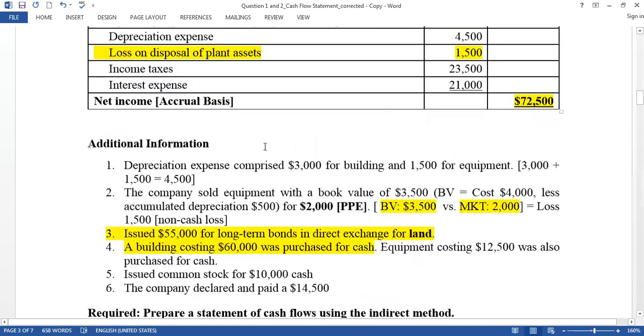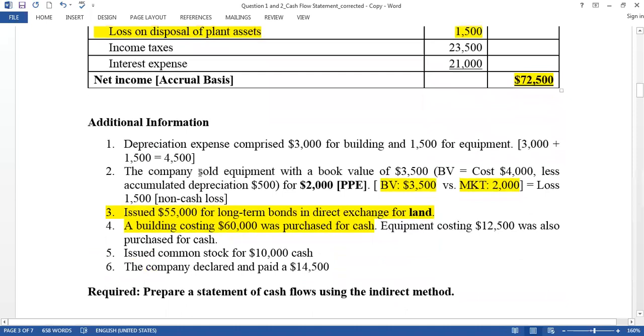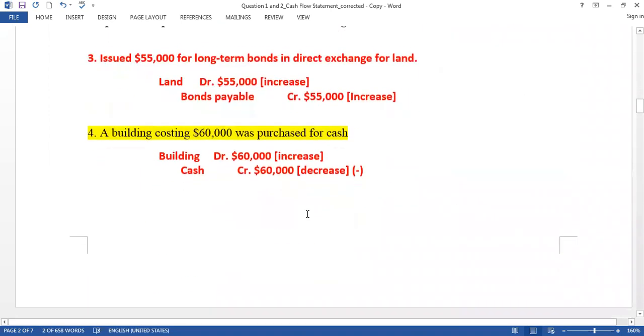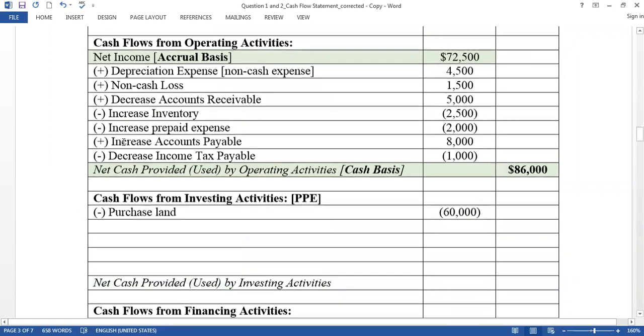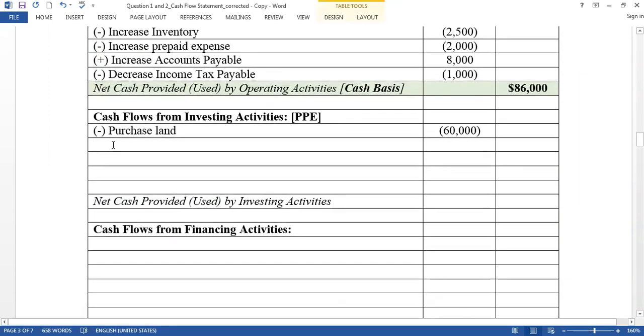So this came from here. You can see the question. Company sell equipment, right? Company sell equipment book value was $3,500, but from market they received $2,000. Do you understand? So from market we receive $2,000 cash. Okay, $2,000 cash. So cash increase. So here cash is plus.